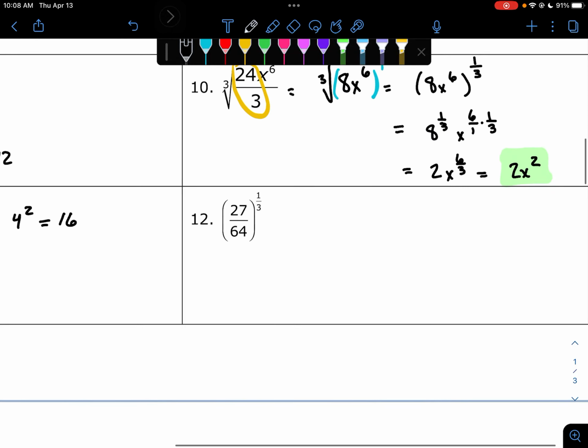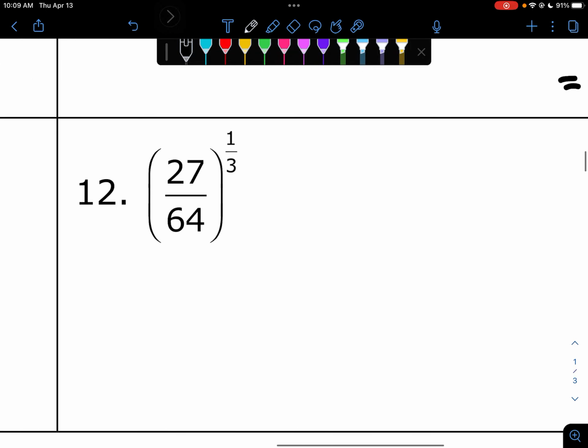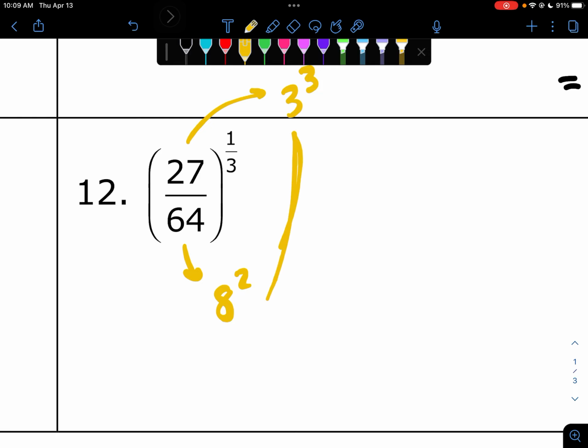All right, let's go on to 12, kind of wrap this up. I see 27 to the 1/3 and the 64 to the 1/3 right off the bat, but I'm looking to see if I can reduce this fraction first. So I know 64 is like 8 squared. I know 27 is like 3 to the 3rd. So they don't share any common factors, right? There's nothing I can simplify out of this fraction.